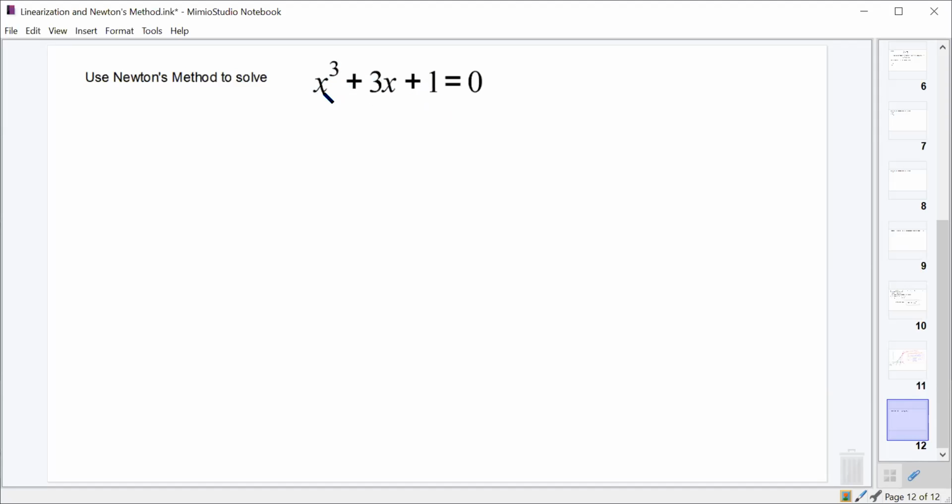If you plug 1 into it, do you get 0? Nope. And if you plug negative 1 into it, do you get 0? Also no. So this does not have any rational roots. It has an irrational root. And so we want to see if we can figure out what that is and get a good approximation for it. So first off, we need to figure out an interval on which that root should occur.